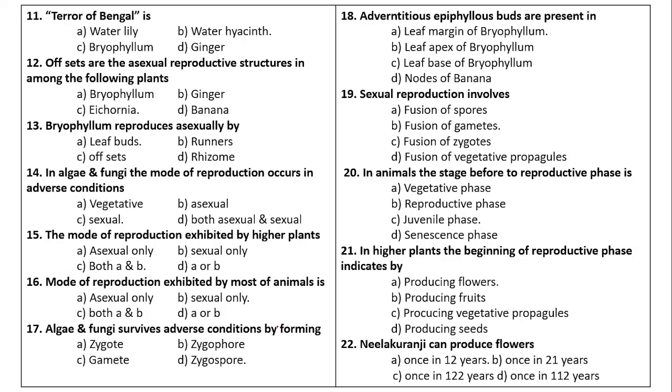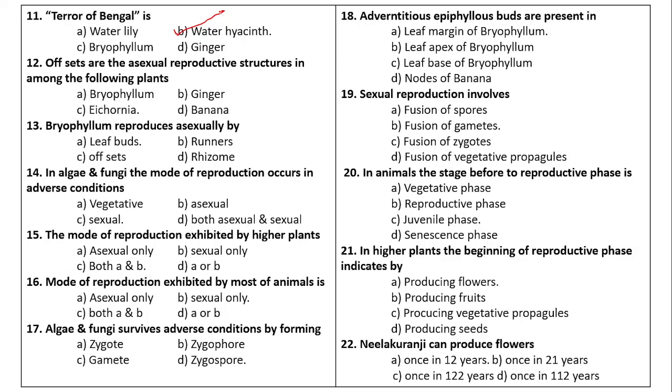So out of these four plants, which is called the terror of Bengal? Water lily, water hyacinth, bryophyllum, and ginger. You already know bryophyllum and ginger are not aquatic plants. Out of water lily and water hyacinth, the answer is water hyacinth, which is called the terror of Bengal. The option is option B: the terror of Bengal is nothing but water hyacinth. Coming to the next question, that is the 12th one.